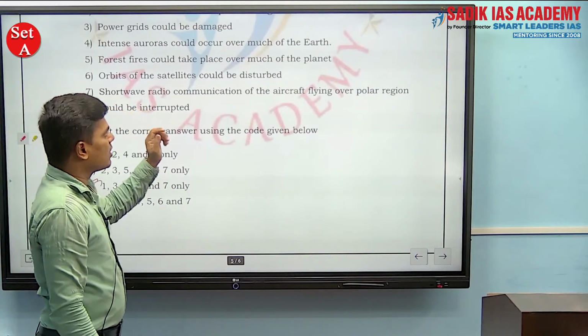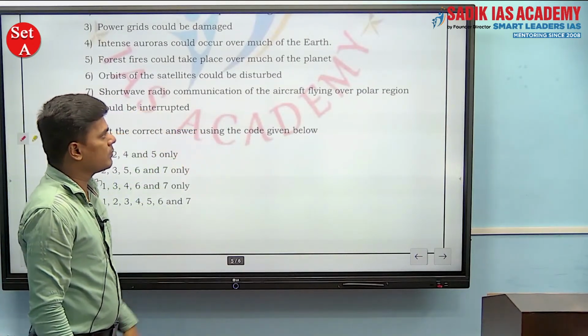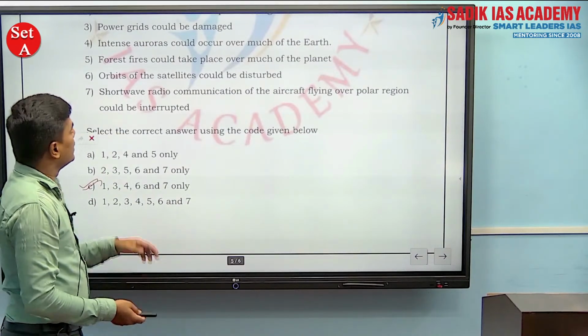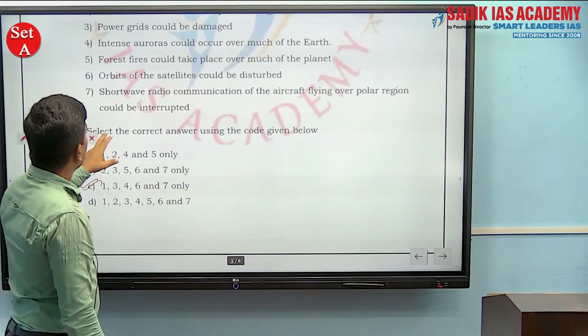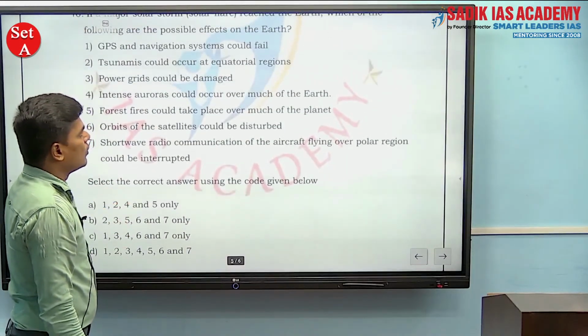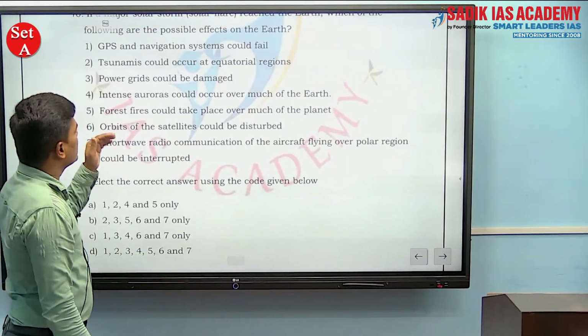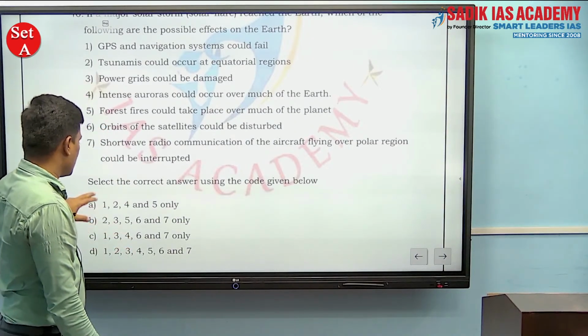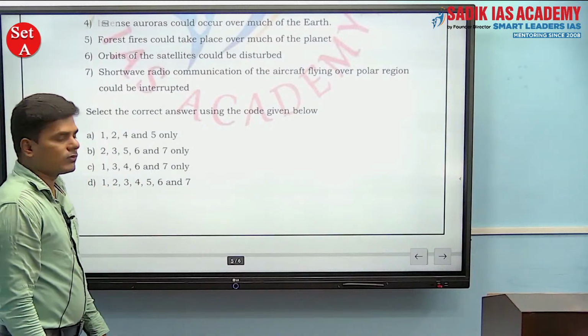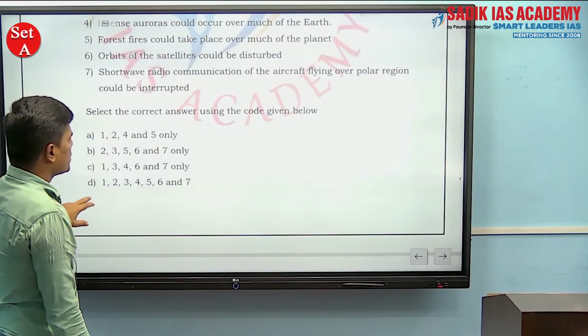Short wave radio communication of aircraft flying over the polar region could be interrupted. Orbits of the satellite could be disturbed. This is what I said earlier. And intense auroras could occur over much of the earth. All these things could happen. These two statements, 2 and 5, are wrong statements. So in that case, option C is the correct one for question number 40.